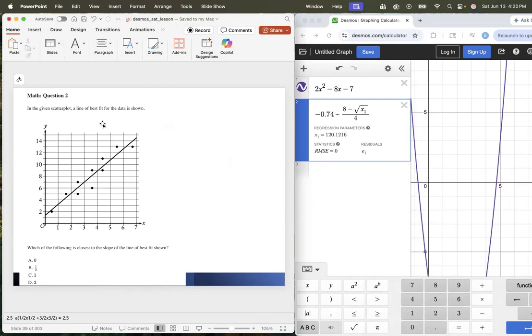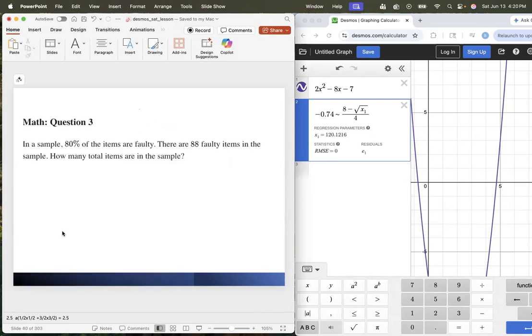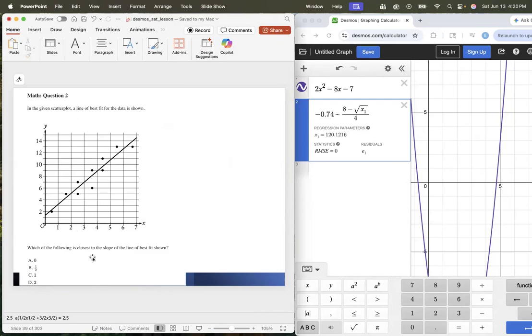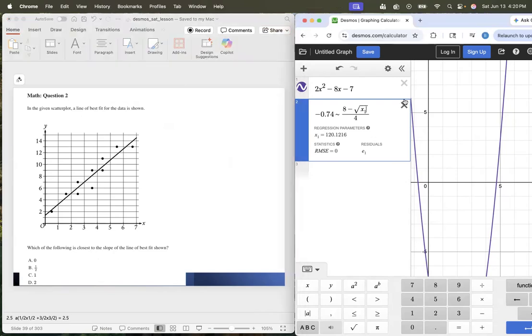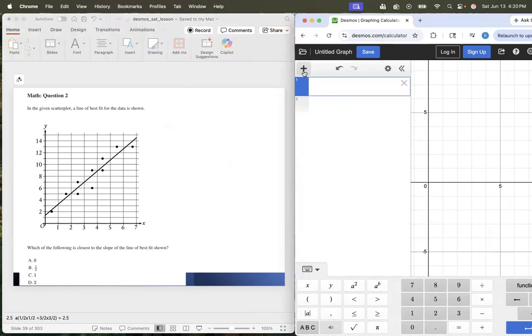In a given scatter plot, a line of best fit for the data is shown below. This is what they've given you. Which of the following is the closest to the slope of the line of best fit? So it's closest, that means you cannot get the exact value. So we're just going to plot. We're going to pick something that you can see, that you can get close to the line.